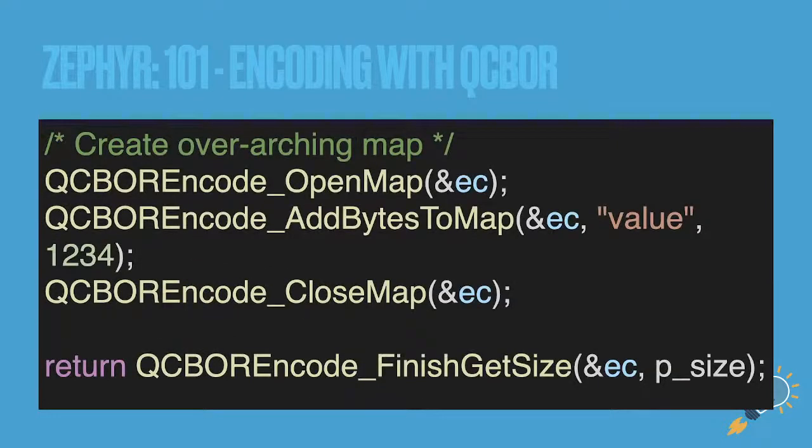And then if you look at the next step, we're going to open a map, which basically is a key value pair, and then we're adding bytes to the map. Actually, it shouldn't be bytes; it's add int to map. I was copying and pasting and didn't change that, but it should be add int or add uint to map. And then you're setting the name of it, and then you're setting the value of it, and then you're going to close that map. And essentially, you're going to finish and get the size of the encoded blob.